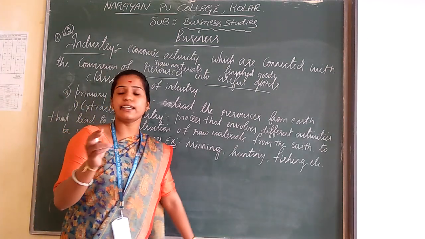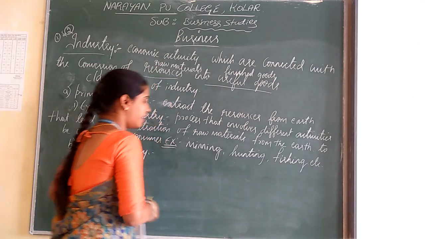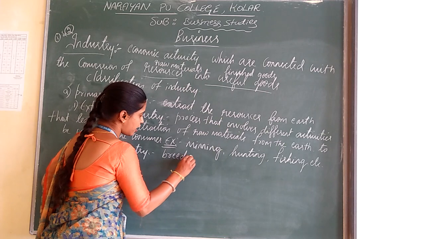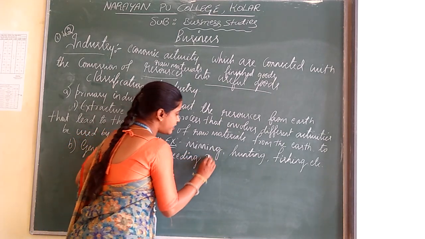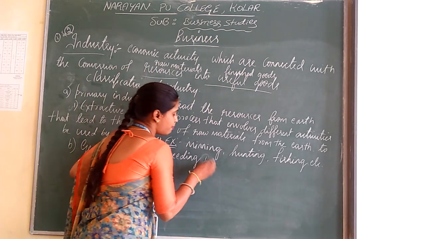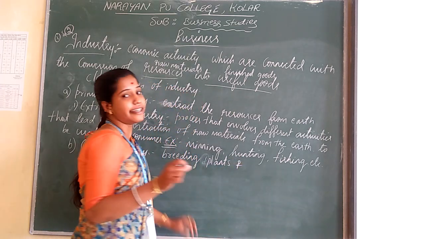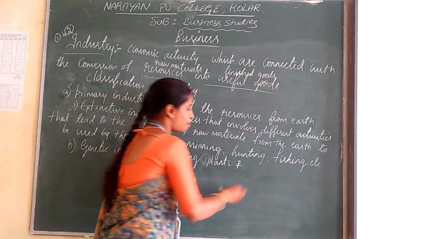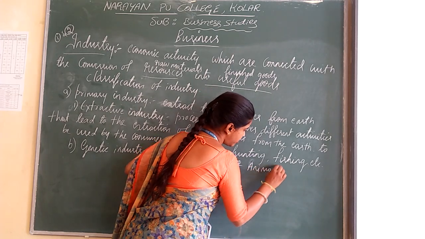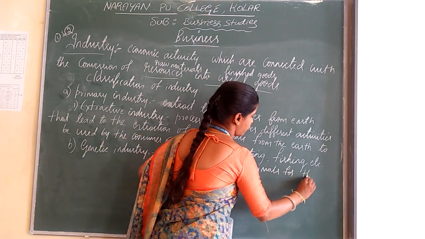Genetic industry means these industries are engaged in breeding plants and animals for their reproduction.